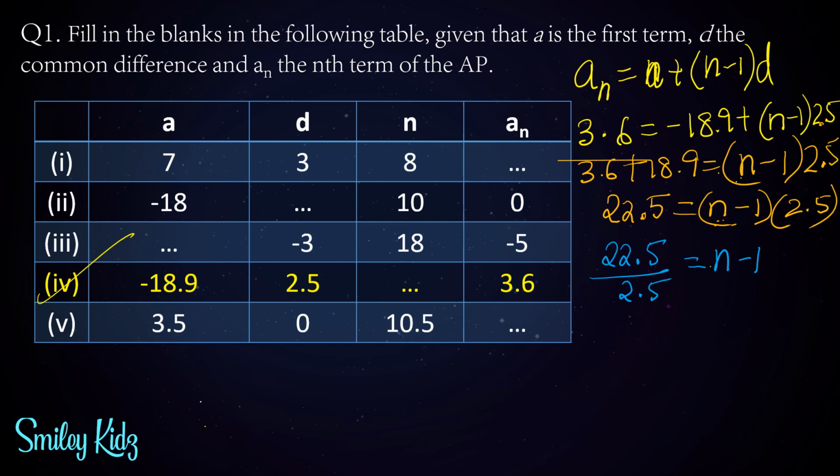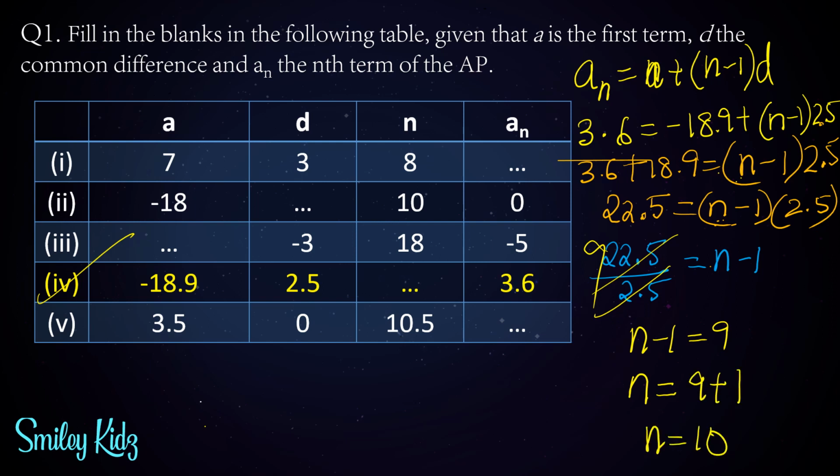Now what is the answer of 22.5 upon 2.5? It is 9. So n minus 1 is equal to 9. Right. Now what is the value of n? n is equal to 9 plus 1 and n is equal to 10. That means here the value which is unknown to us is n, and the value of n is 10.